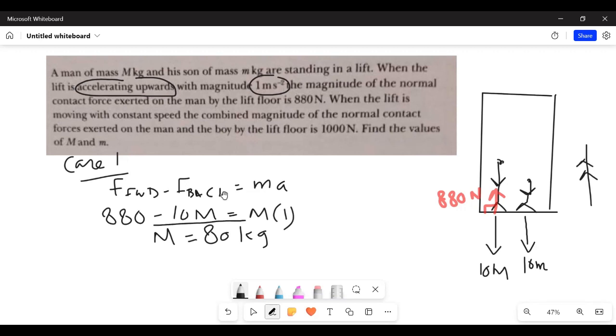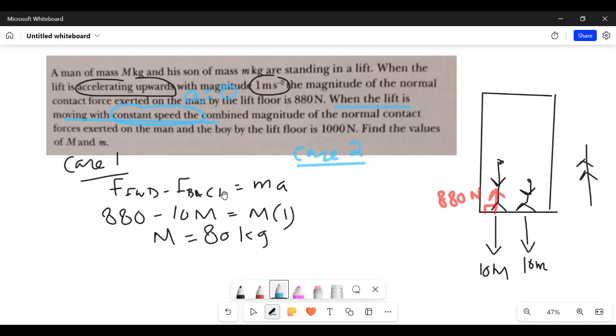When the lift is moving with a constant speed, the combined magnitude of normal contact force exerted on the man and the boy by the lift floor is 1000 newtons. Let's call it case 2. Speed is constant. What does that mean, Daud? Ma'am, acceleration is 0. So forward force will be equal to backward force.